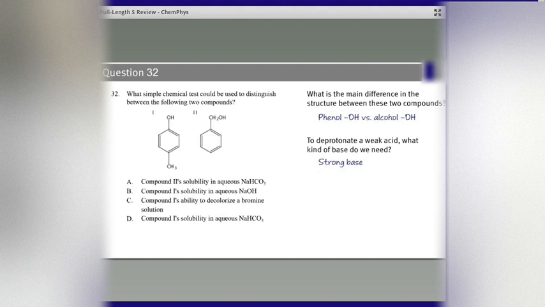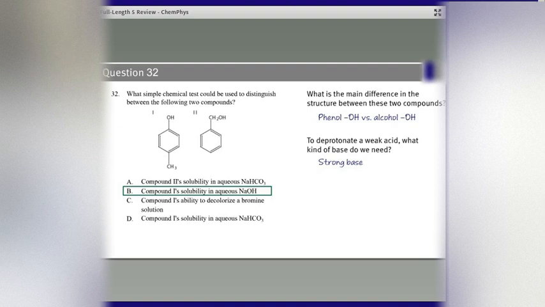Compound 1's solubility in aqueous sodium hydroxide. I would need something that's going to give me a strong base overall. So a strong base will deprotonate the compound in 1, but it's not going to affect compound 2 since it's not as acidic. Thus, compound 1 would have a negative charge and would become more soluble in that aqueous solution. So you'd expect to get only 1 layer for compound 1, but 2 layers for compound 2, thereby matching to answer choice B. All right, okay, good, excellent job.